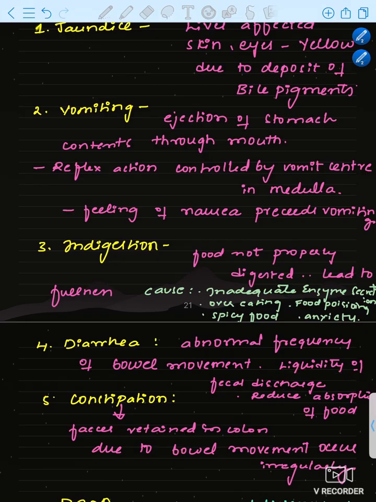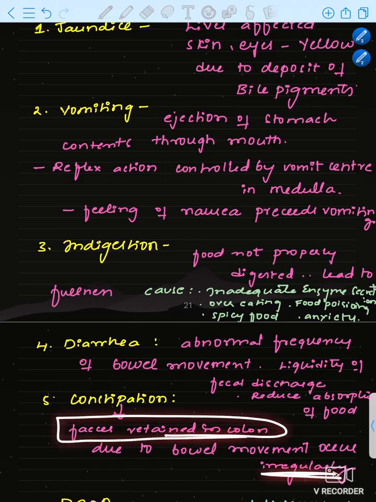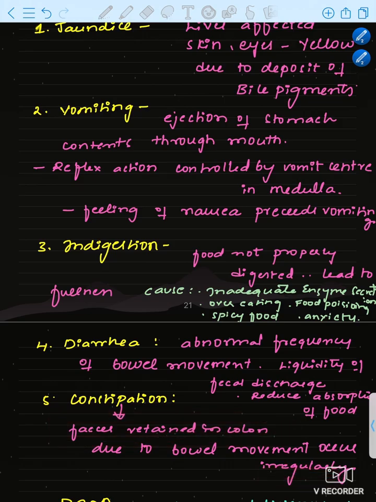Diarrhea's opposite is constipation. Constipation means feces will be retained in the colon. Bowel movement is irregular, only a few times. That's why it will be retained, and it will not be liquid, because it will be so hard, and will be retained in the colon and won't pass down.